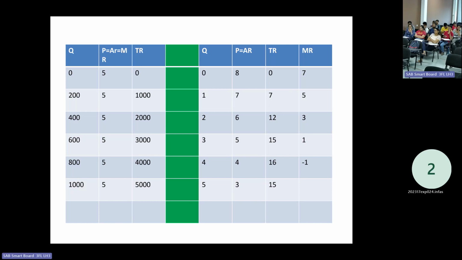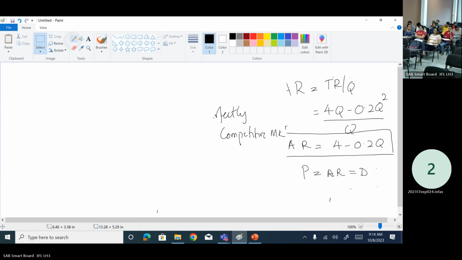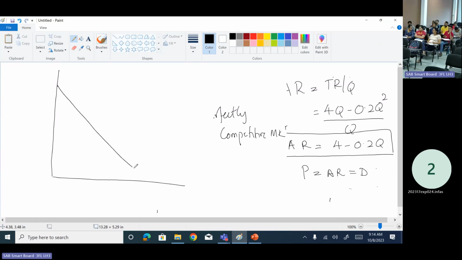Why? And in this case, we know the normal demand curve, the perfect market. So the demand curve, price, total revenue, marginal revenue, the output. This is the demand curve, which equals average revenue. So this is the marginal revenue curve.